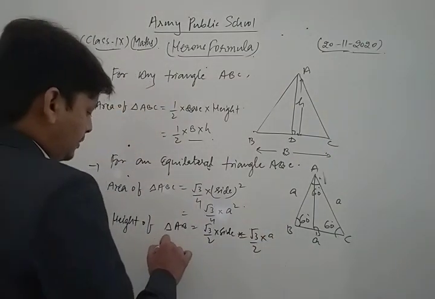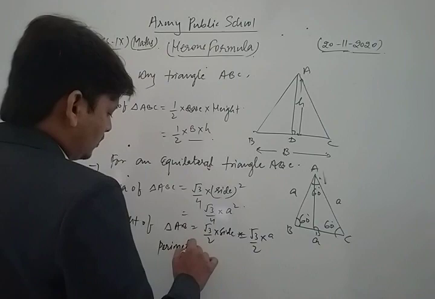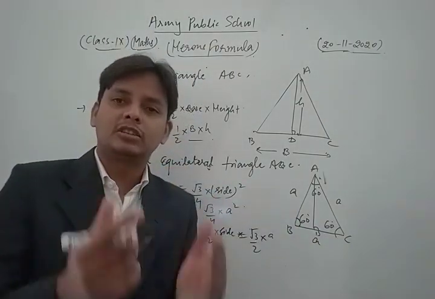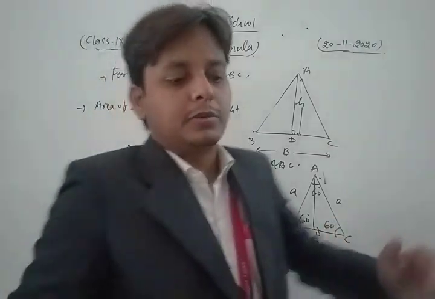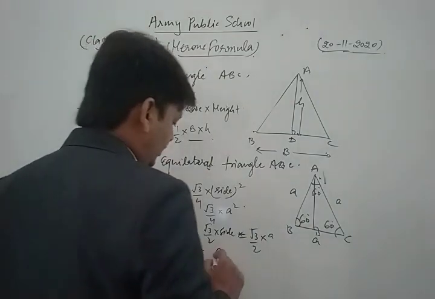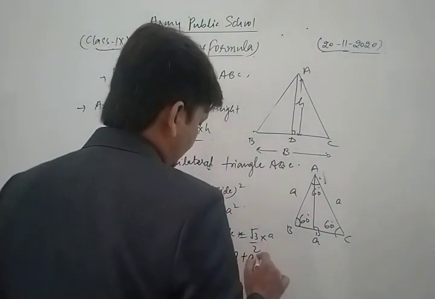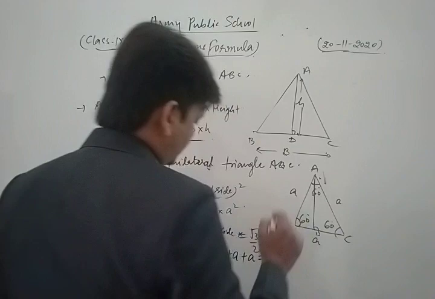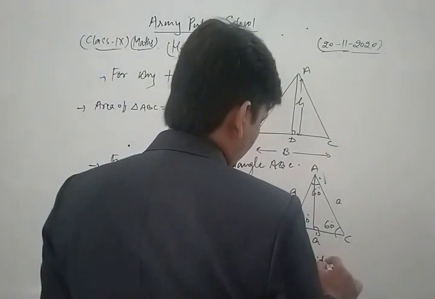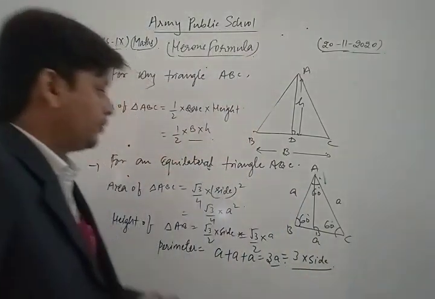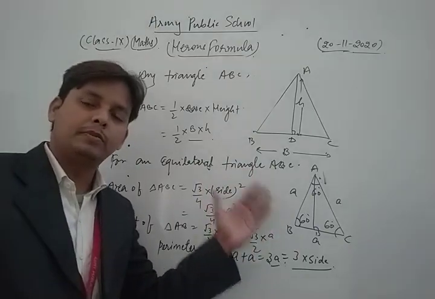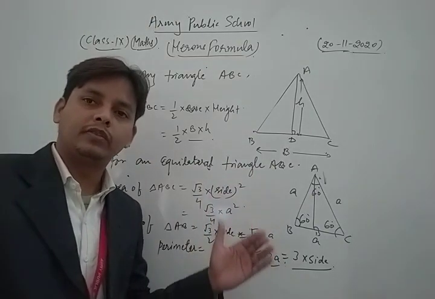And you know what perimeter is. This one you also know, the concept of perimeter: the sum of all sides of any geometrical figure is known as perimeter. So for that, the perimeter will be a plus a plus a, that is 3 into a, that means 3 into side. So in this way, dear friends, we see some important formulas related to the area of a triangle.